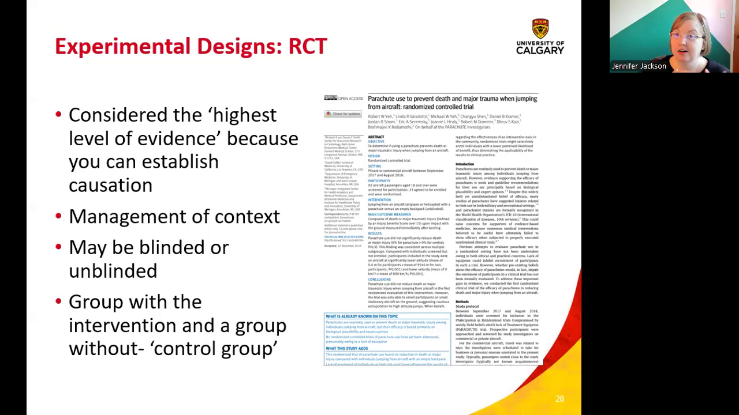If we are doing a randomized controlled trial, the elements we will see is that we're very strictly managing the context. So we have an intervention group and a control group. The intervention group is the one that is getting the thing, the experimental condition, and the control group is not. So the experimental group might be getting a new medication. The control group is getting placebo.